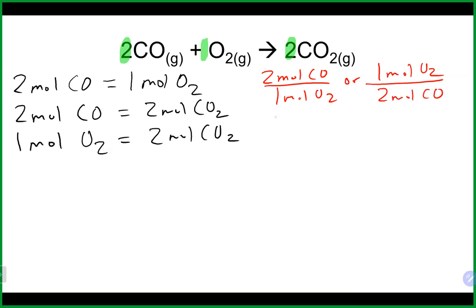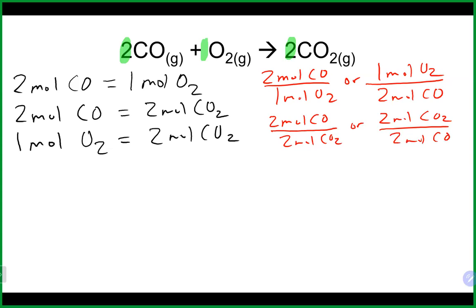For the middle one there, we could write 2 moles of CO over 2 moles of CO2, or we could flip it around, 2 moles CO2 up on top, 2 moles of CO on the bottom. And lastly, for the last one there, we could write 1 mole of O2 over 2 moles of CO2, or 2 moles of CO2 over 1 mole of O2.